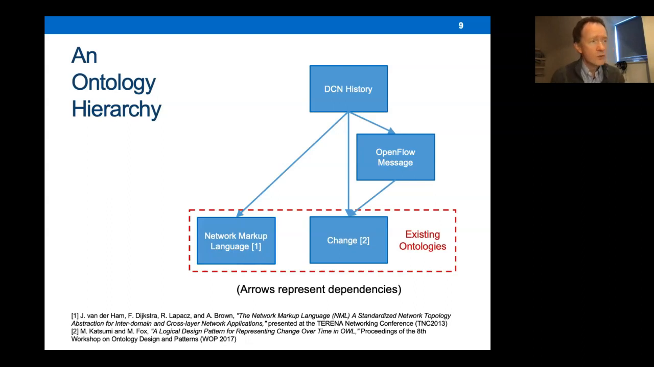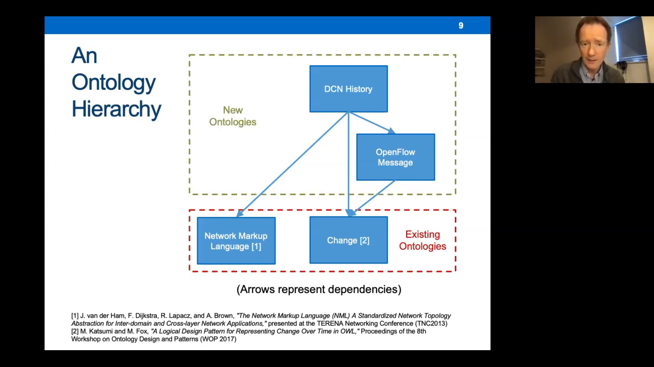Well, we came up with an OpenFlow message ontology that describes OpenFlow message types and properties, and that can be populated directly from a message log. And then the DCN history ontology that we defined adds detail to the network markup language's description of network components. It also adds new concepts and then leverages the change ontology to give a temporal dimension to the model of a data center network that's inferred from the populated message ontology.